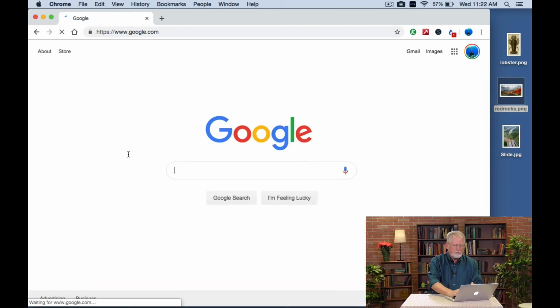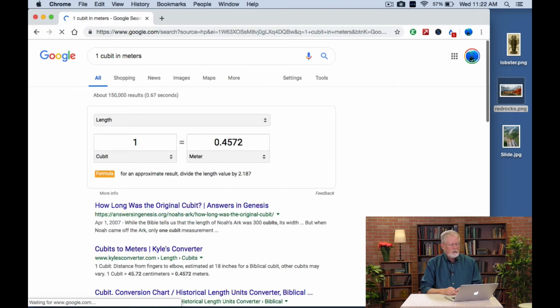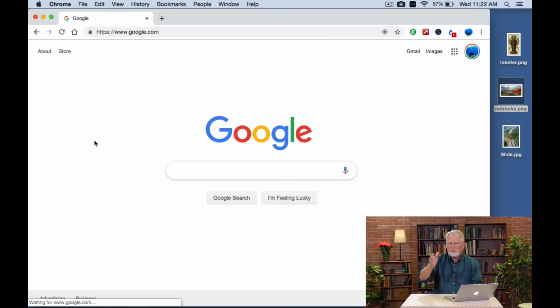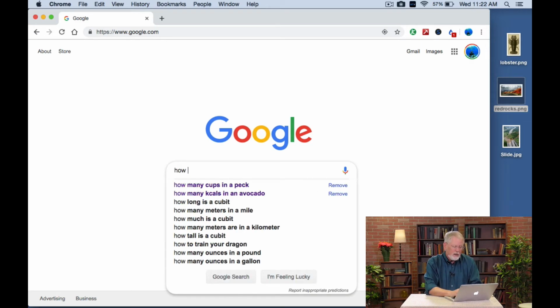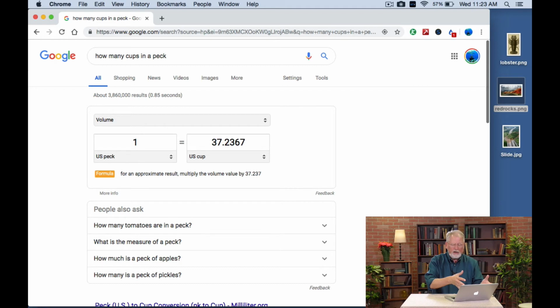But let's go back to conversions. We talked about distance, we talked about weight. We can talk about units you may have read about but not understand. So, cubits, let's do 1 cubit in meters. That's an archaic measure that you might read about in old literature. 1 cubit is roughly the distance of your arm from here to here, and that's about 0.4 meters. So you can actually look for things that you do not otherwise understand. We can do time, we can do temperature, we can do measures of weight or distance or whatever, and I can ask questions like, how many cups in a peck? Again, a peck is an old measure. What we find out is 37 cups.